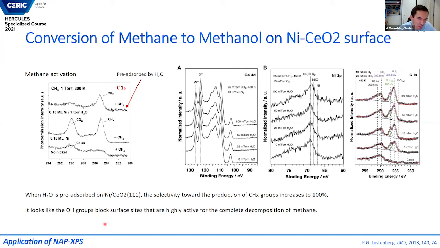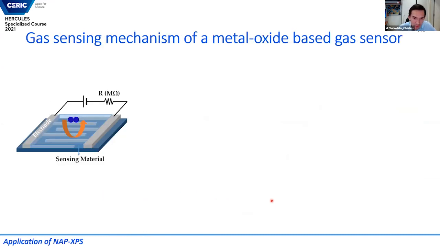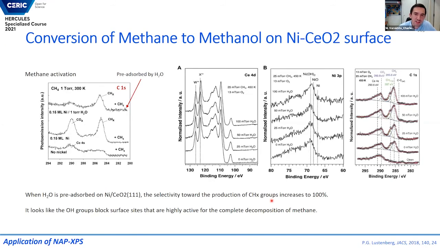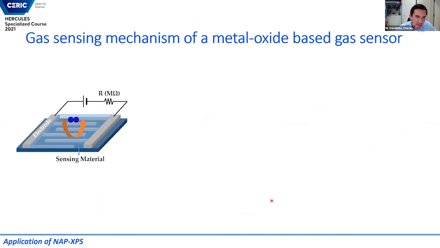And this is why it increases the selectivity to formation of CHx groups, which then interact with these OH groups and form methanol. Yeah, so what I want to say is that using such studies, you can try to explain the reaction mechanism on some complex catalytic surfaces.